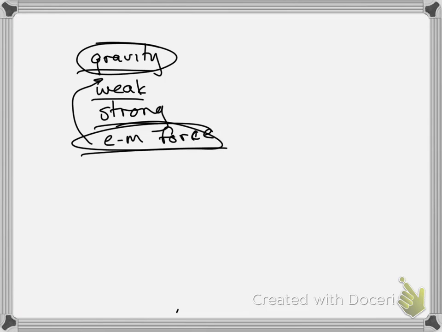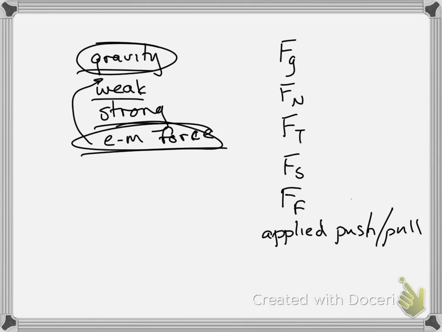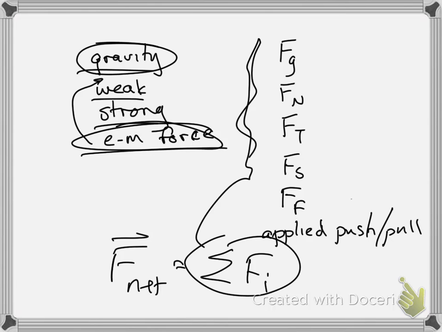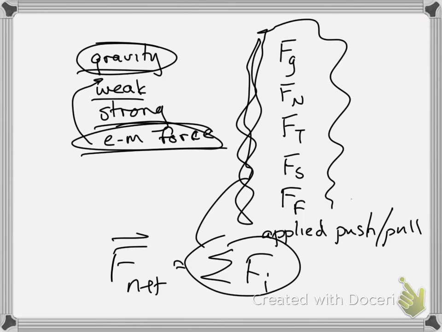But those don't matter, because really the only forces we're going to break up the E and M forces into are the forces that we are more familiar with, right? So the forces we care about are the gravitational, the normal, the tension, the spring or elastic force, the frictional force, and other applied pushes or pulls that we didn't categorize in these categories. Those are the forces that we're going to care about when we're doing F net equals the sum of all the forces. What are all those forces? All the forces, they're these guys here. Okay.